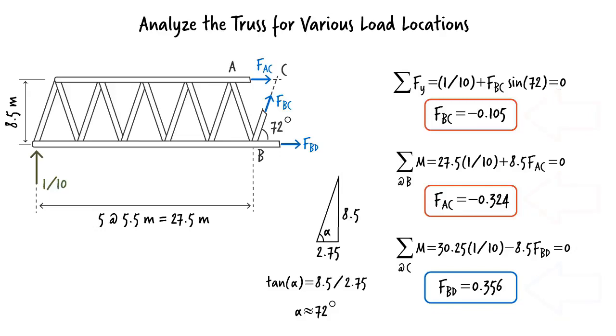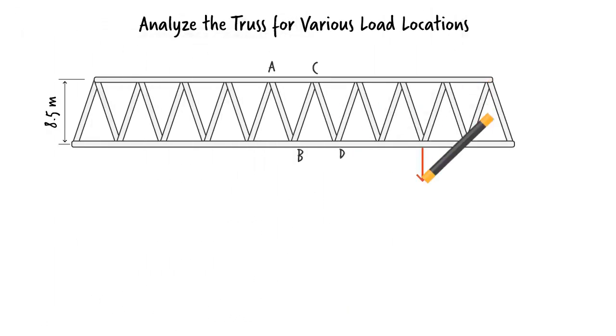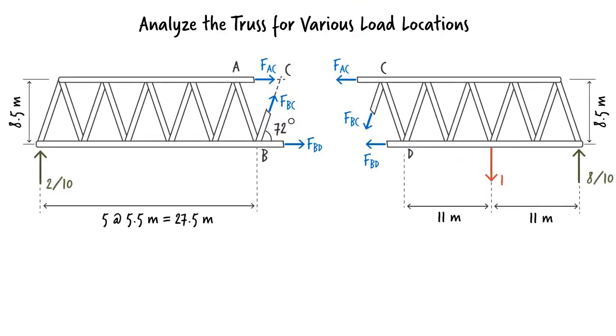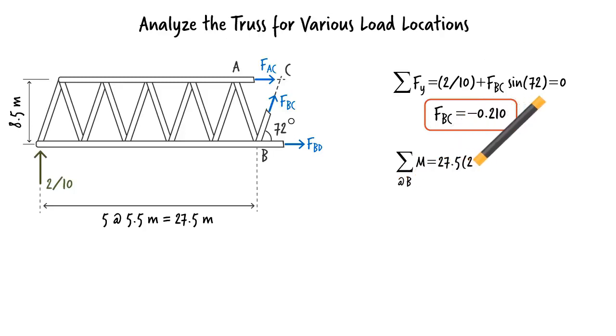Let's start graphing the three influence lines. Since BD is in tension, the value is plotted above the x-axis. In the case of BC and AC, the values appear below the x-axis since both members are in compression. Moving the unit load to the next joint, we get these support reactions. And if we cut through the three members again, we get this free body diagram. Using the same scheme as the previous step, we can determine the three unknown forces.